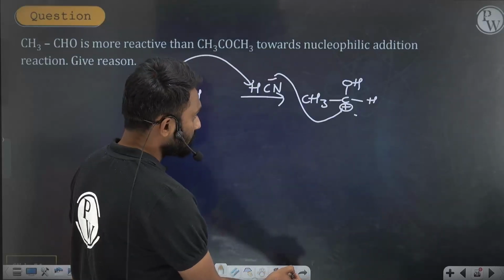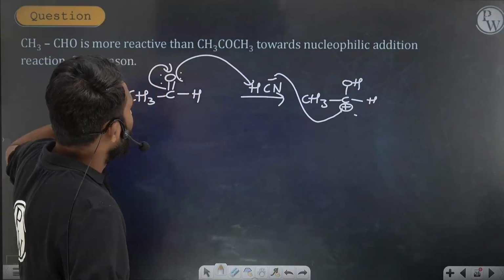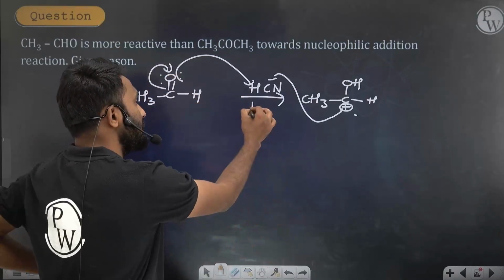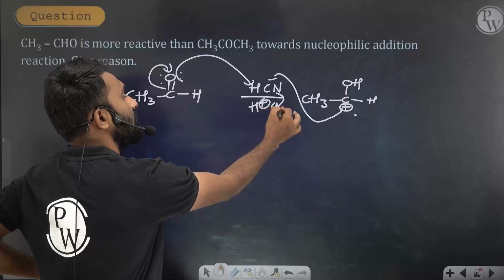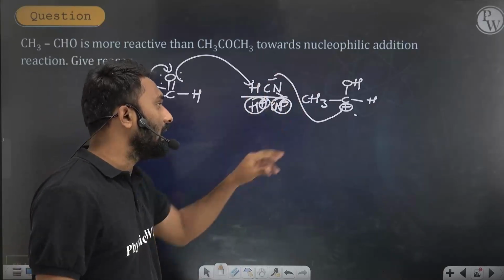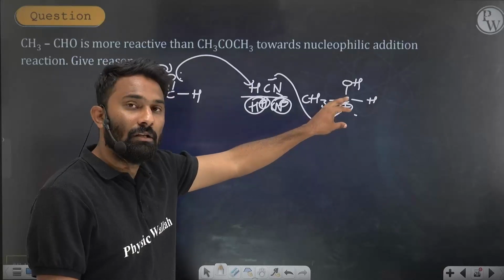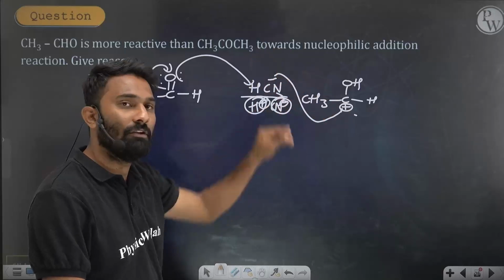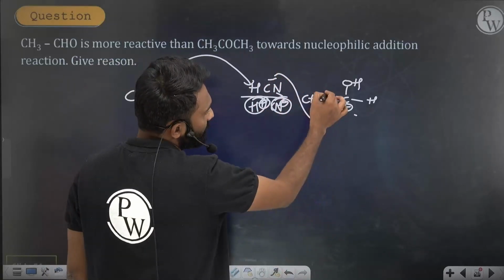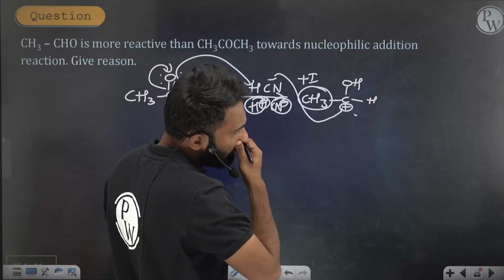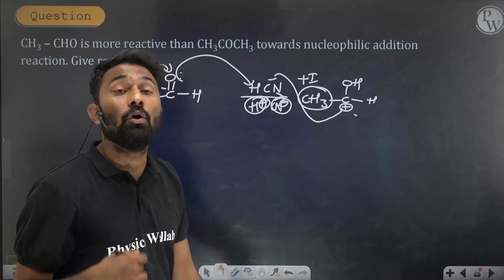Now here, this lone pair has been taken from the HCN, meaning it will be dissociated to H plus and CN minus. This is the nucleophile, this is the electrophile. Whenever the charge is more, the nucleophilic addition will happen. Now see, this CH3 is a plus I group. What does plus I group mean? Electron releasing group.